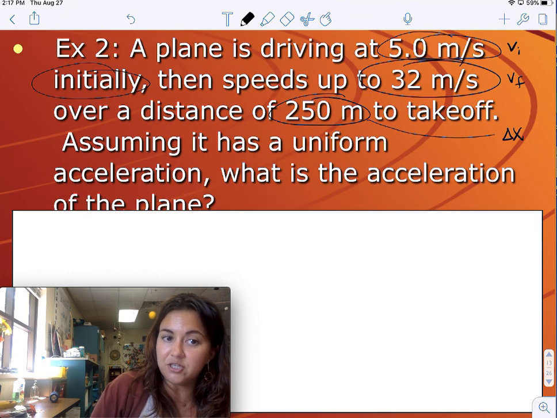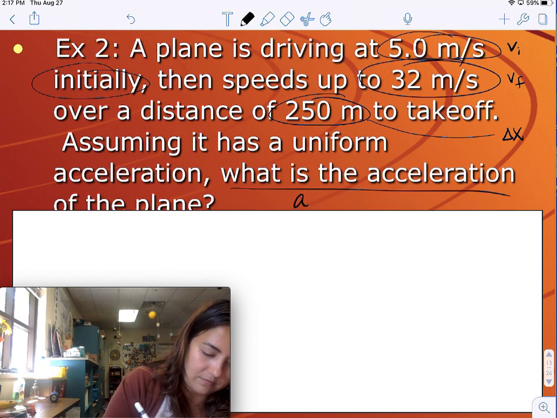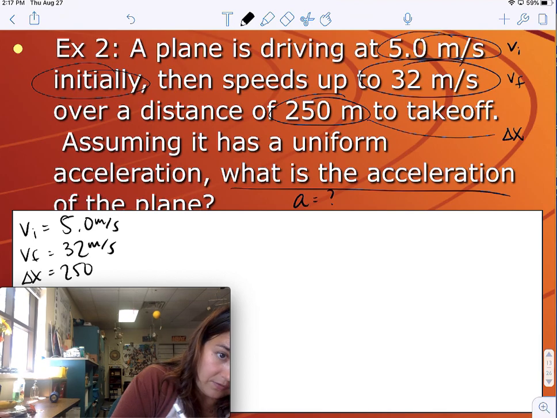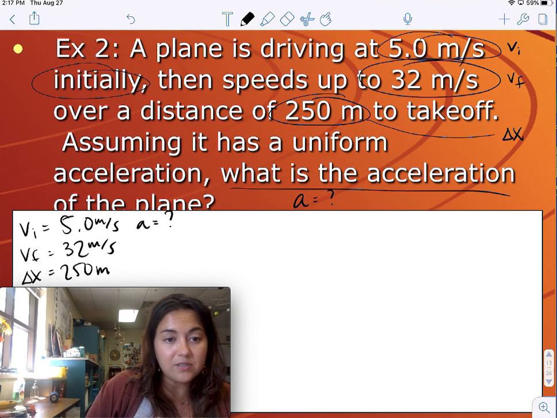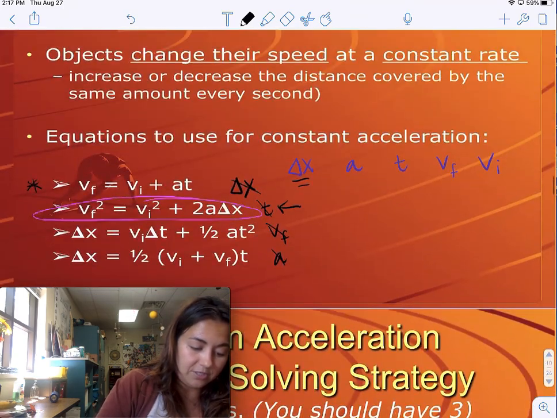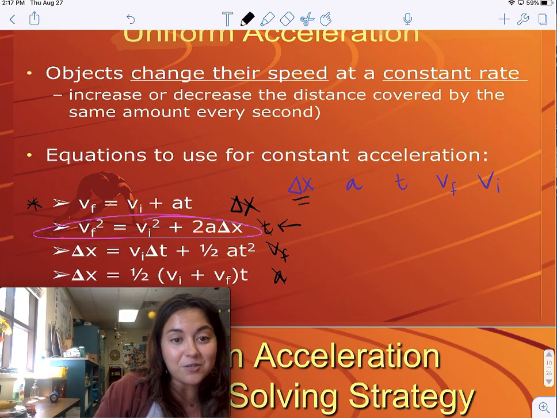It has a uniform acceleration, which is just telling me the acceleration stays the same the whole time. What is it? That's kind of what they're asking for. So again, I'm going to write out everything I know. If they don't specify a direction, assume positive. Delta x is 250 meters, and acceleration is my question mark. The one letter we haven't talked about in this problem is time. So I'm going to look at my formula sheet. Hey, look at that. I already circled it. There's the equation without time in it.